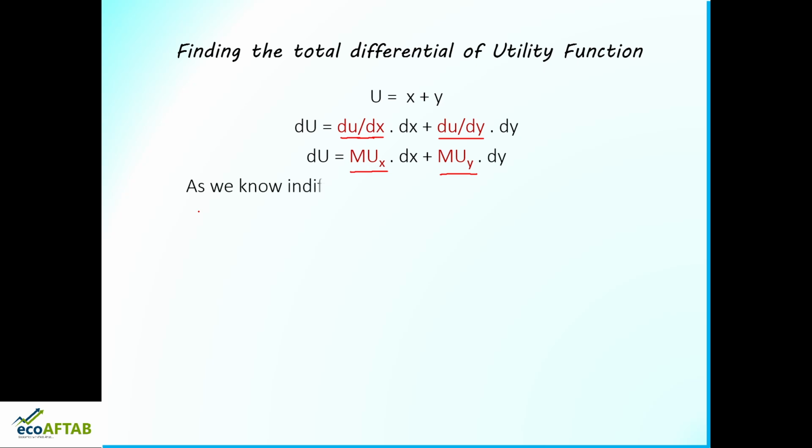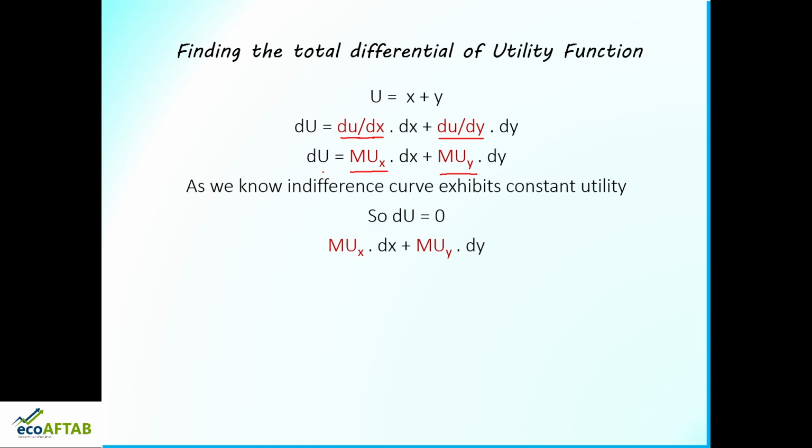So as we know, indifference curves, when we speak about indifference curve, they exhibit constant utility. So एक चीज़ क्या है, ये du जो है ये constant है, ये change नहीं होगी. So I would like to say that du is constant which is equal to 0. अभी क्या हो जाएगा हमारा इक्वेशन, MUx into dx plus MUy into dy is equal to 0.